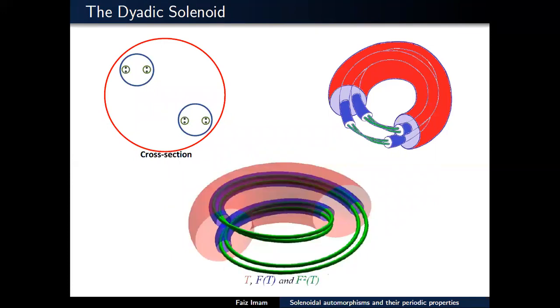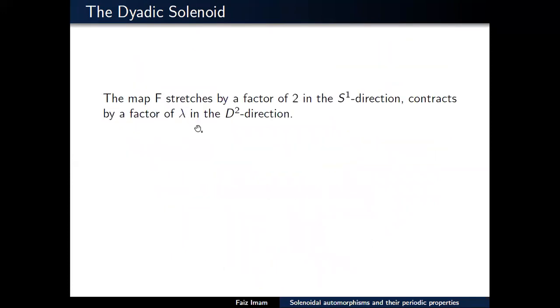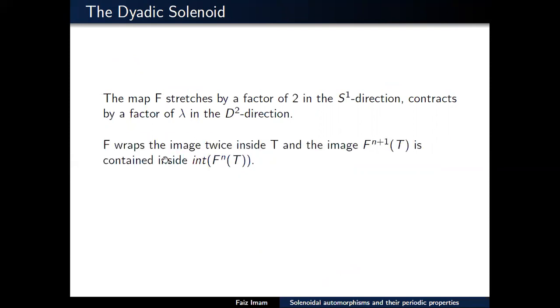So coming back to the previous slide. This map F is stretching by a factor of 2, as I told, and F is wrapping the image inside T, and the image of F^(n+1) T is contained inside the interior of F^n T.